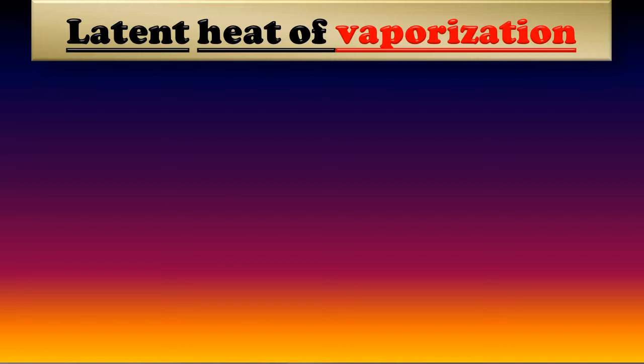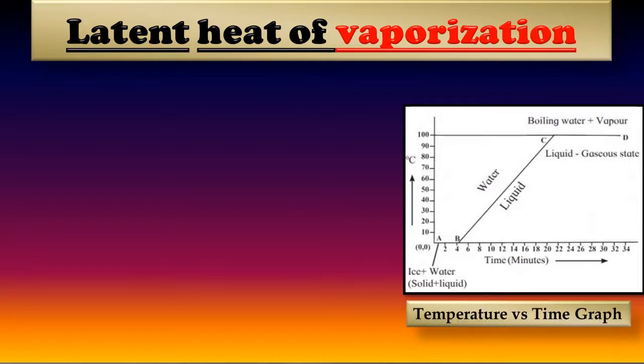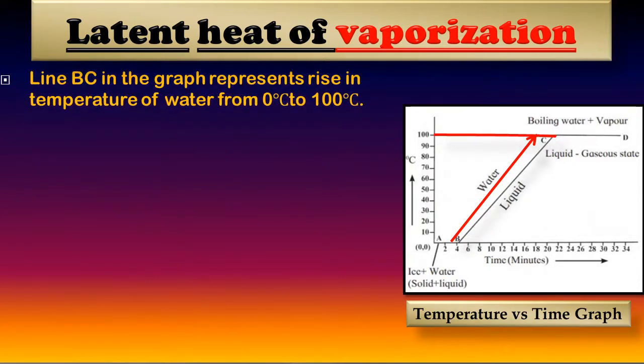Now next we are going to study about latent heat of vaporization. Students, once all the ice is transformed into water, the temperature of water starts rising. It increases up to 100 degrees Celsius. From 0 degrees Celsius to 100 degrees Celsius it will increase, and the line BC in the graph represents the rise in temperature of water from 0 to 100 degrees Celsius.